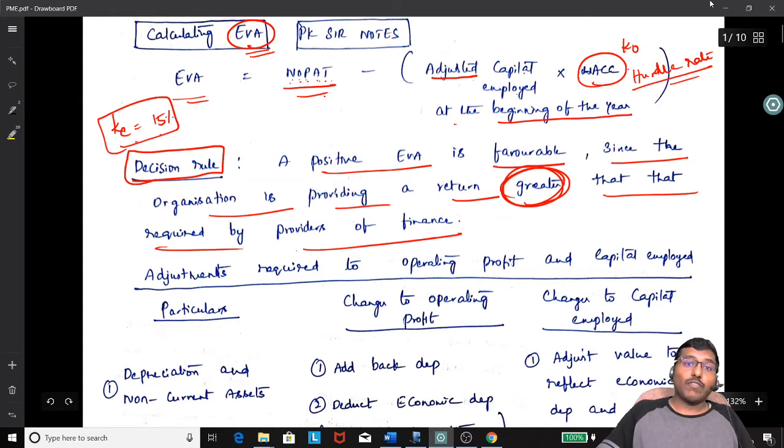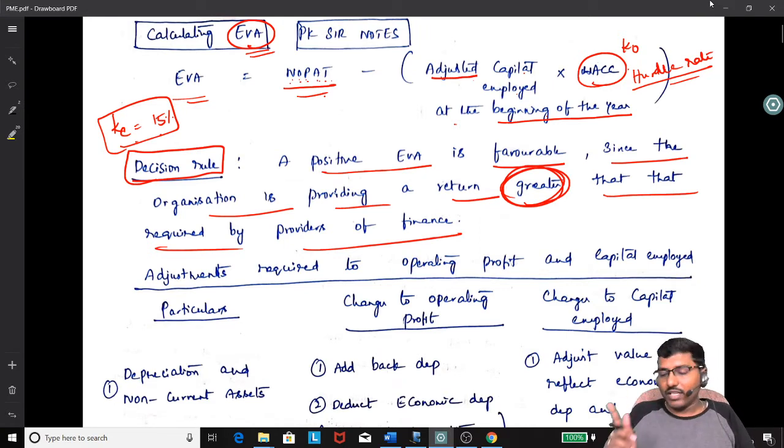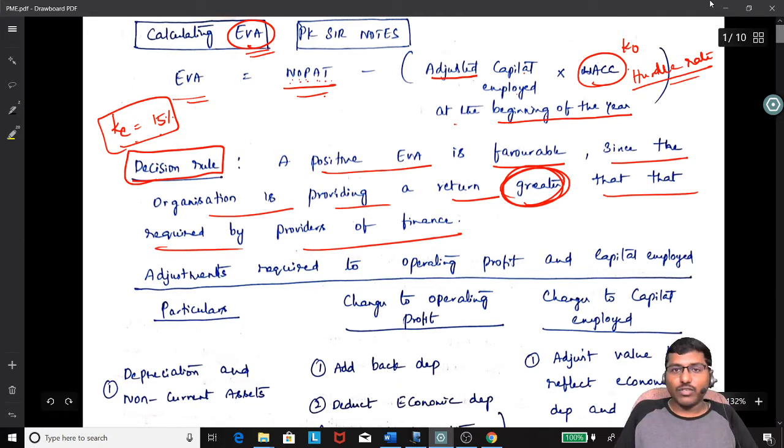KE, correct? So if I'm having positive EVA, it means I'm earning over and above the cost of capital, which means I'm going to provide a return which is greater than their expectation, which means it's very good news for the company as such, right? And for the investors as well, and for your share price as well, because it goes up, there will be a lot of capital gains for your investors, right?